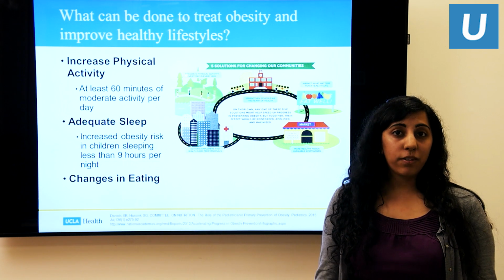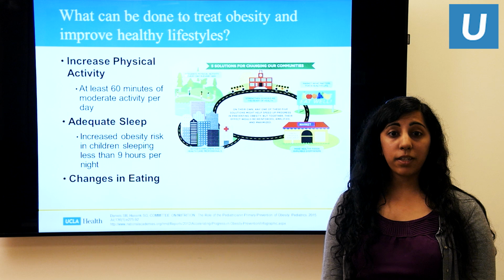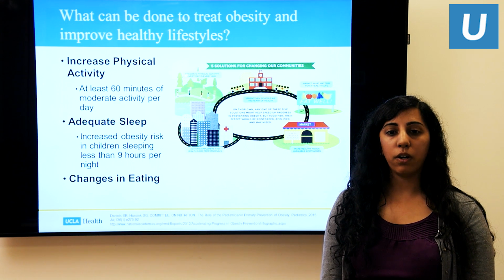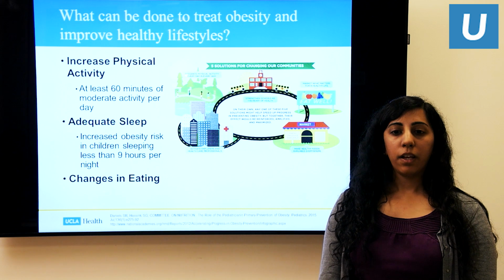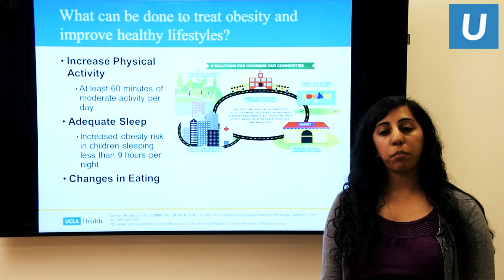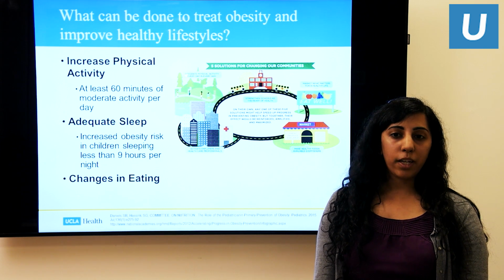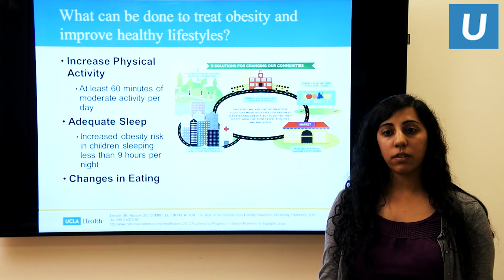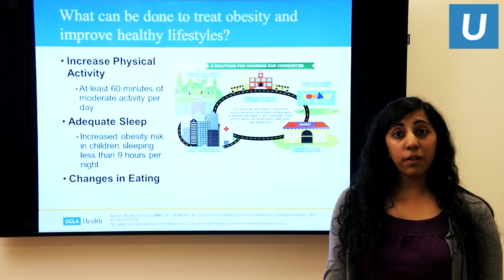So then the major question that we're trying to answer today is, what can we do to help treat obesity and improve healthy lifestyles overall? The National Academies Institute of Health has published a report on accelerating progress in obesity prevention, and they are advocating for a multifaceted approach to this. Today we're going to be discussing a few of the things that each individual can do in their home.